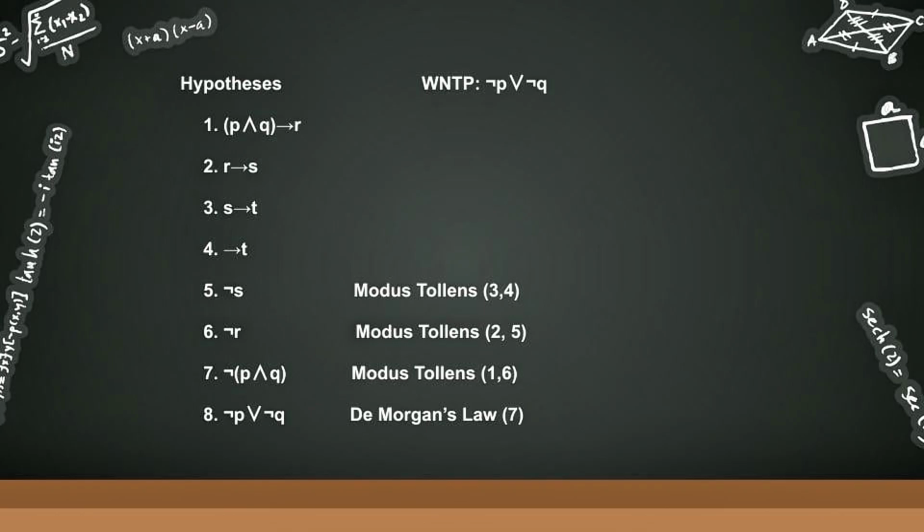Next, we use again the modus tollens for 1 and 6, wherein the conjunction of P and Q implies R and negation of R, therefore negation of the conjunction of P and Q. Lastly, for the hypothesis number 8, we use the De Morgan's law for number 7, wherein negation of the conjunction of P and Q. So, we distribute the negation to P and Q, which leaves us with negation of P or negation of Q. So we have proven that among all the given hypotheses, we proved that negation P or negation Q.